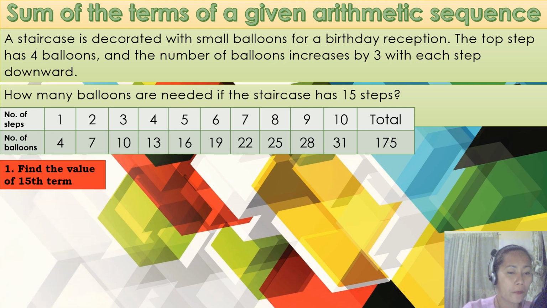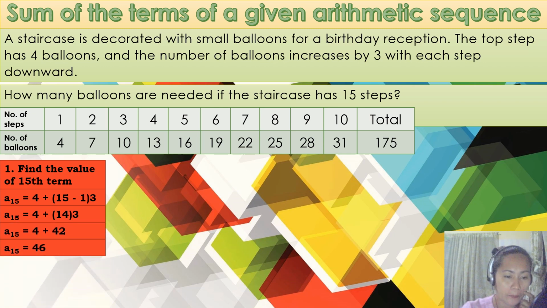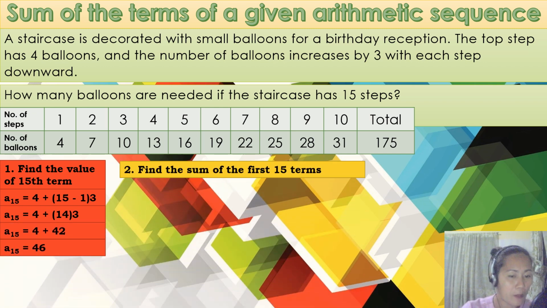Find the value of the 15th term by using the formula. We have a sub 15 equals 4 plus the quantity of 15 minus 1 times 3. Then we simplify. A sub 15 equals 46.